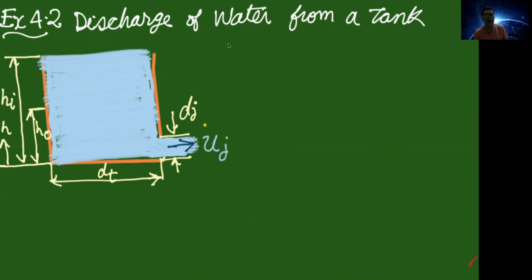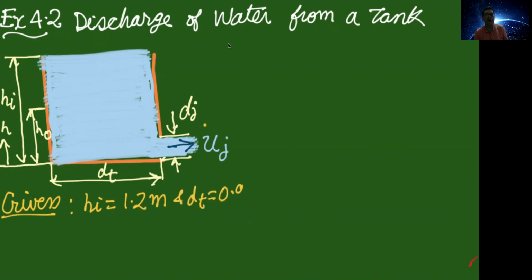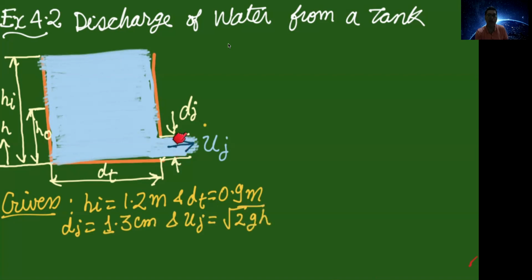And this is the velocity of the jet which is coming out at the bottom of the tank. What is given to you is the initial height of the water column when the tank is completely filled up, when the discharge has not started, that is 1.2 meter. The diameter of the tank is given as 0.9 meter. The diameter of the jet is given as 1.3 centimeter.